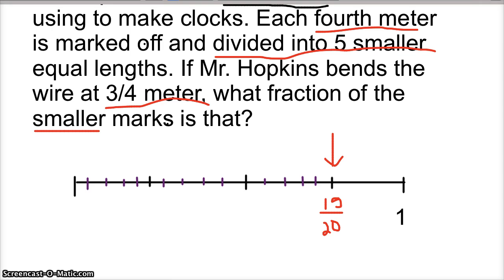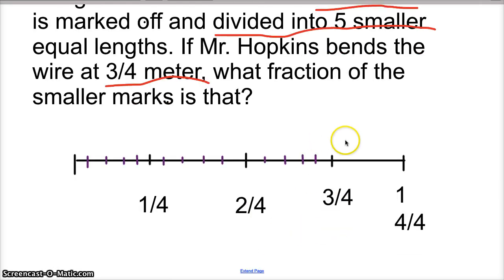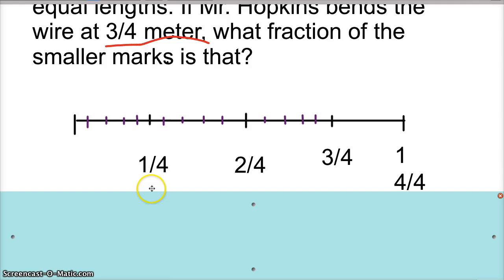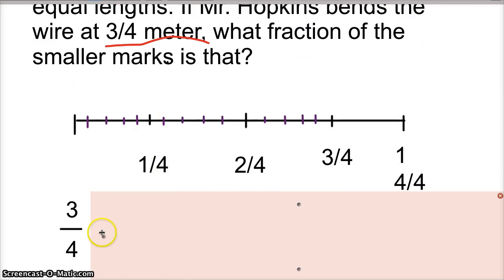There's also another way you could do this, which I'm going to show you. So I've listed out my quarter pieces, just like we had before. 1/4, 2/4, 3/4. So he is stopping at, I'm going to do this, 3/4. And it says it's divided into 5 smaller equal lengths.